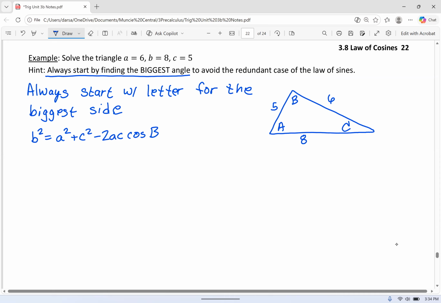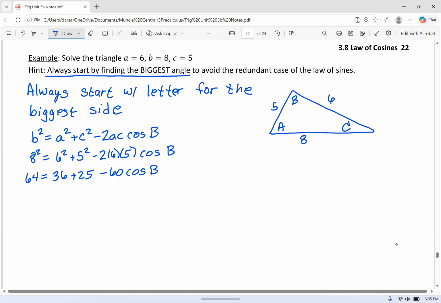Now we're going to plug stuff in. So B squared is 8 squared equals 6 squared plus 5 squared minus 2 times 6 times 5 cosine of B. Okay, so we've got this going. All right, let's figure this out. Let's do a little math here. So 8 squared is 64, 6 squared is 36, 5 squared is 25, 2 times 6 times 5, that's minus 60, times the cosine of B.